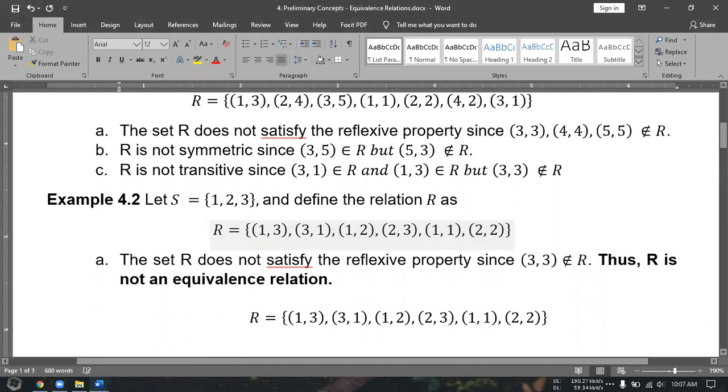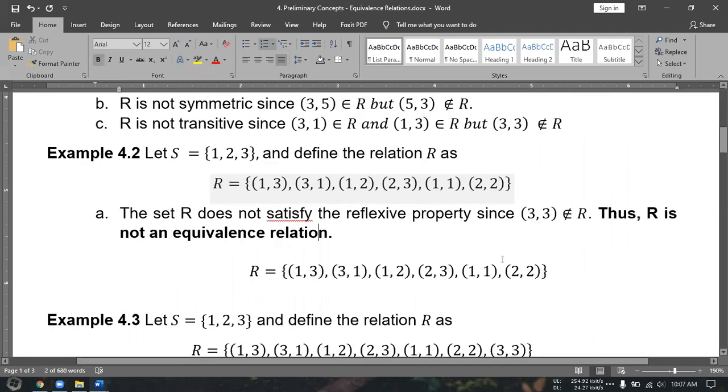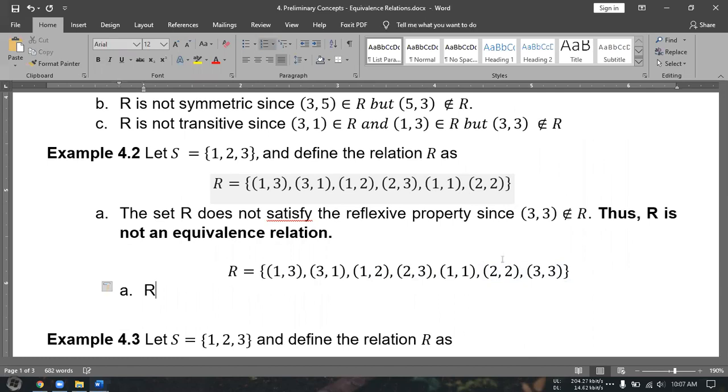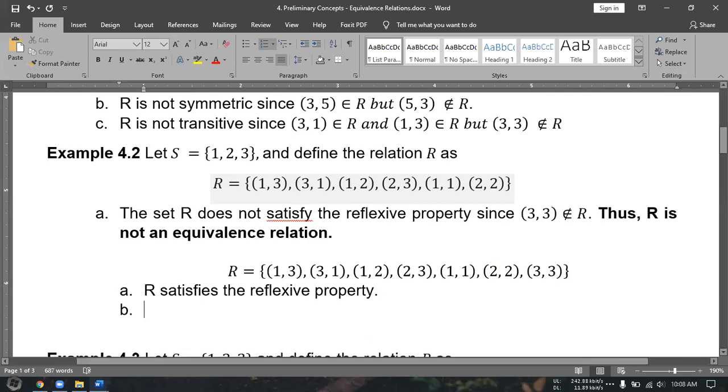Let's try. Given set S, whose elements are 1, 2, 3, and the relation is being defined as this. So, dagdagan natin ang another relation. We have (3,3). Okay, let's try. Of course, we can satisfy the first condition. R satisfies the reflexive property. So there, every element of S is related to itself: 1, 1, 2, 2, and 3, 3.